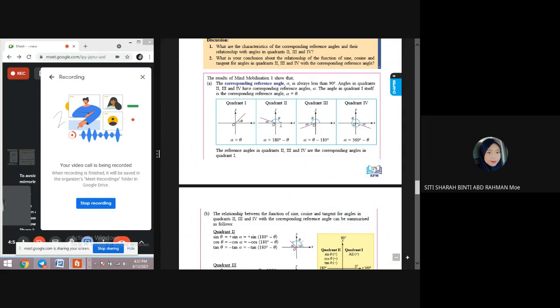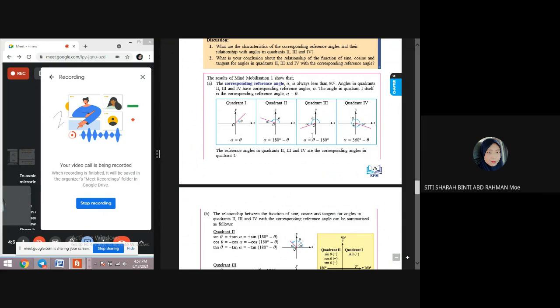Here, let's say we have 120, so the corresponding angle is alpha here, which is from the x-axis, which is 180, to the line. So if you are given 120 degrees, the corresponding reference angle will be 180 minus 120. So it will be 60 degrees. So the corresponding reference angle will be 60 degrees.